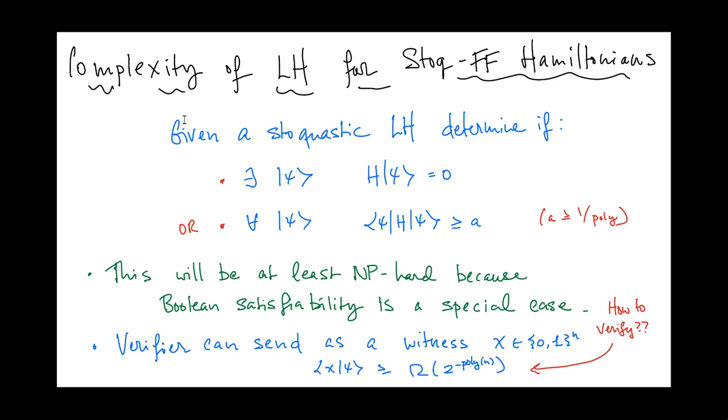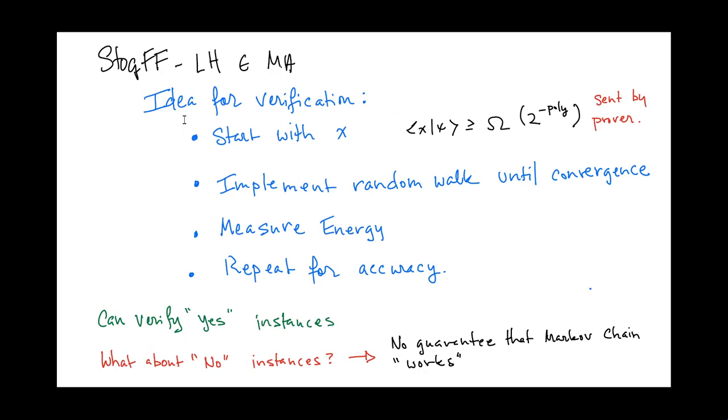So that's something a verifier could do, and you could potentially simulate this now random walk. We know how to simulate it, okay? And the question is, how would I verify in that case? Let's imagine sort of an MA protocol, in which the verifier sends you a good place to start, and you execute this random walk, okay? So one idea that doesn't work is: start with an X sent by the prover, implement the random walk long enough until you converge, and since it's gapped, we're going to assume we can do that, measure the energy, and then repeat for accuracy.